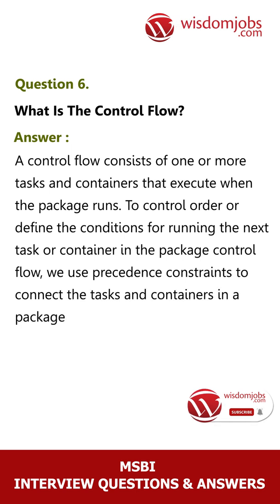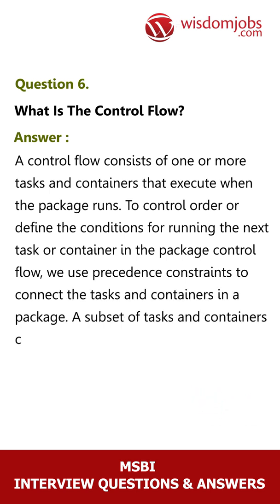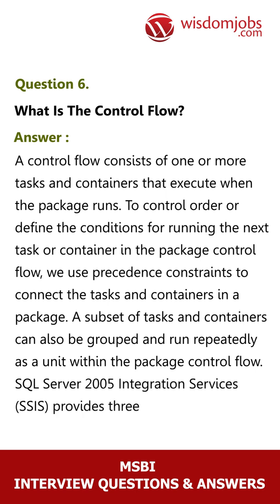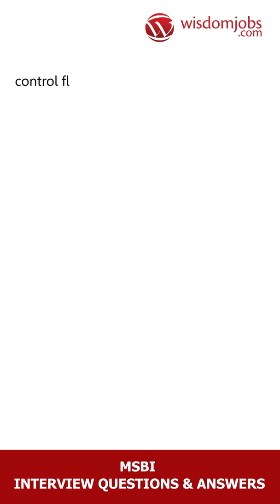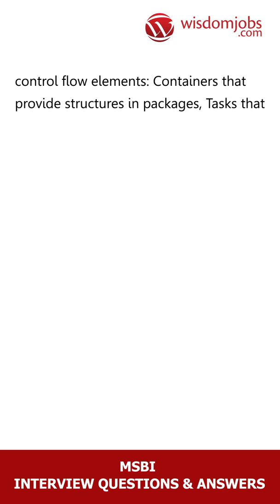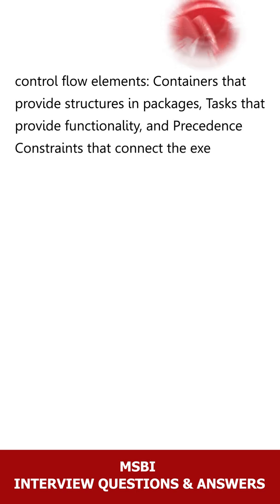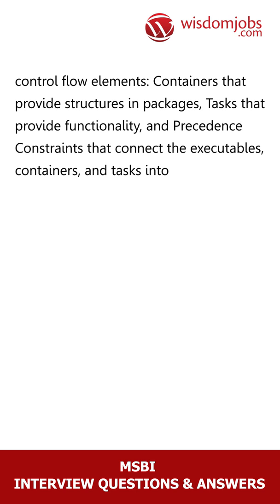A subset of tasks and containers can also be grouped and run repeatedly as a unit within the package control flow. SQL Server 2005 Integration Services (SSIS) provides three different types of control flow elements: containers that provide structures in packages, tasks that provide functionality, and precedence constraints that connect the executables, containers, and tasks into an ordered control flow.